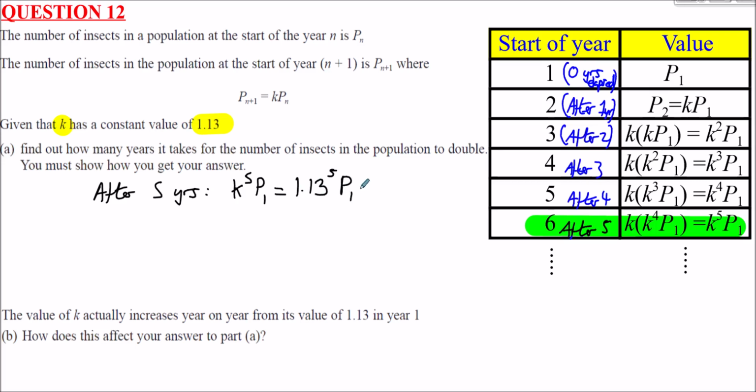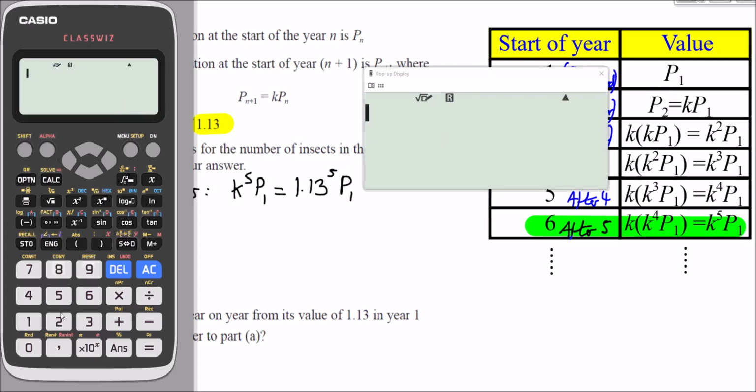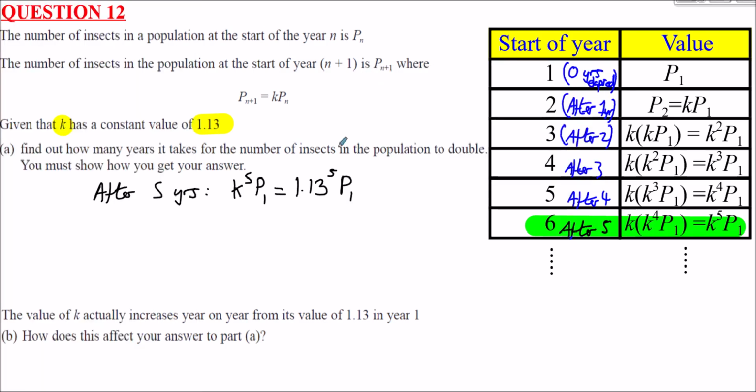Now, what is 1.13 to the power 5? Well, luckily we have one of these to tell us. So 1.13 to the power of 5 is 1.84ish. So that's about 1.84 times p1. That's not almost doubled. That's basically 84% increase on p1. We want this value here to be at least 2. If you multiply something by 2, that's doubling it.